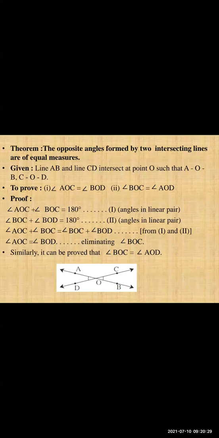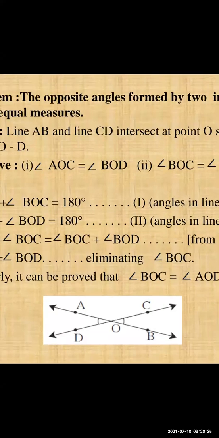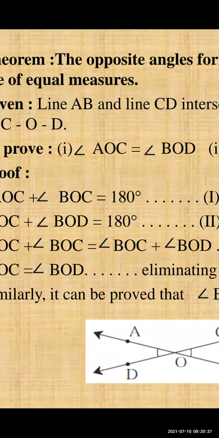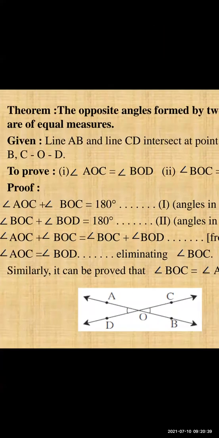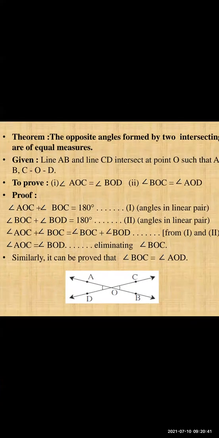See here, there are four different angles you can see. If you see here, we get AOD, COB. These are opposite angles. Also, we have AOC and DOB. These are again two opposite angles. So there are four such angles and we have to prove only two. Any two we have to prove.